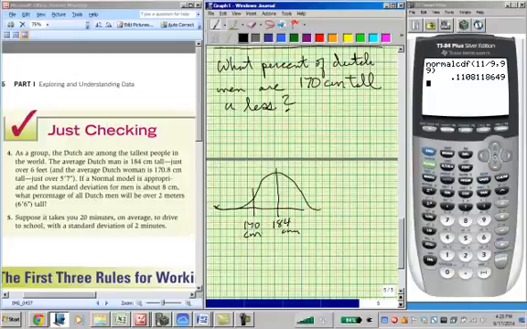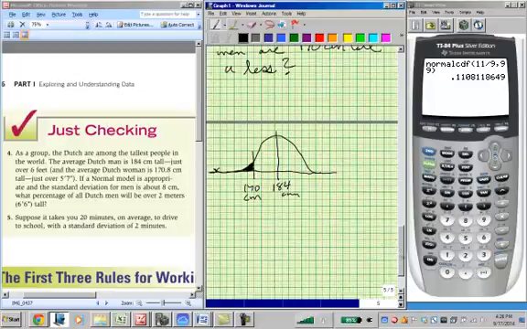Now, 170 centimeters tall or less. We want this area under the curve right here. This will take us from the Dutchmen who are 170 centimeters tall to the shortest members of the population way out here to the left of the curve. Here's where the shortest men are, the tallest men are over here somewhere.